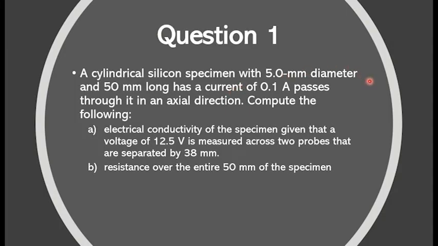Okay, so for question 1, you have a cylindrical silicon specimen with a 5 millimeter diameter and 50 meter long that has a current of 0.1 amp passing through it in an axial direction. So the first part of the question is asking you to find the electrical conductivity, and the second part is for you to find the resistance over the entire 50 meter of this specimen.